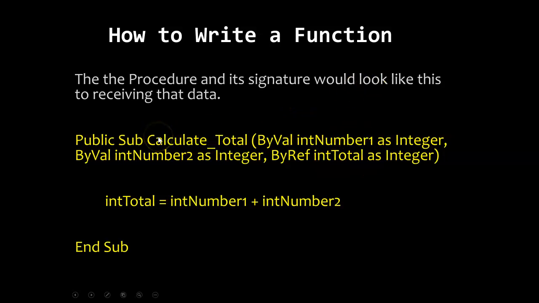So in this case, once again, I'm calling calculate total, and I'm going to receive public sub calculate total ByVal int number 1. I'm not changing int number 1, I'm just going to read it. It's going to have a 10 in there. ByVal int number 2. And ByRef int total. But in this case, int total is an empty bucket which we're going to fill. You guys now know this, correct?